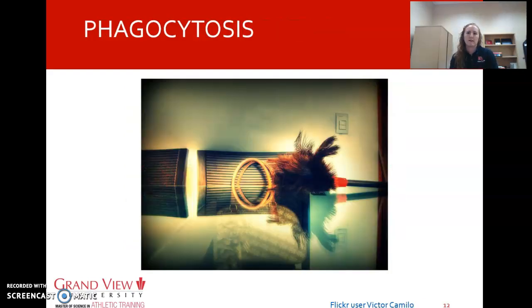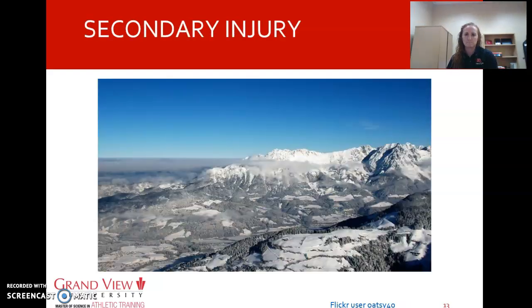And then we have phagocytosis that occurs. This is the digestion of cellular debris. Those white blood cells are getting to the area and starting to clean up and heal the tissue or remove the dead or dying tissue. And this entire acute inflammation phase usually lasts somewhere between 24 to 48, sometimes up to 72 hours for this whole process to occur.